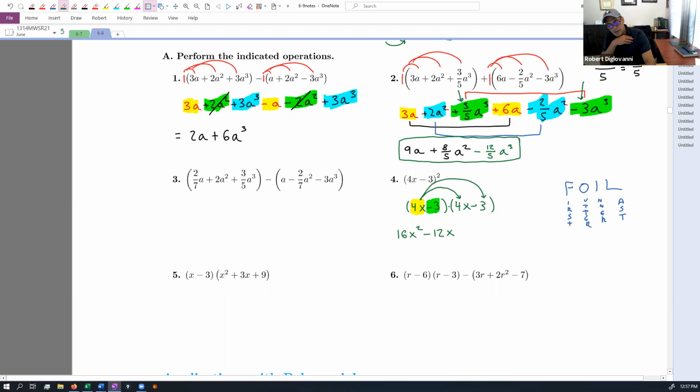Then I move to the green and I do the middle multiplication right there. -3 times 4x is -12x. And then I do the last one right there, which is going to give me +9. The only thing left to do is combine those 2 together because they're like terms. -12x and -12x is -24x. And then I can put that together with the other 2 terms and I have my answer.